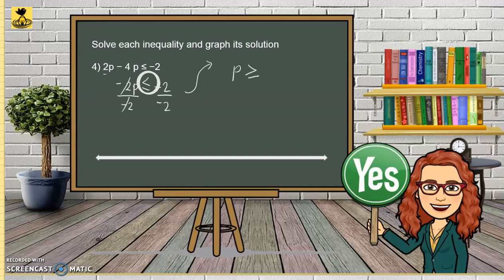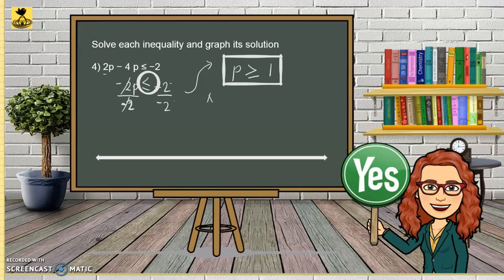So this is the rule when we divide or multiply by a negative number. If we multiply or divide by a negative number, our symbol will be reversed. So this is now p is greater than or equal to negative 2 divided by negative 2, which is just 1. So p is greater than or equal to 1. Okay, so that is the rule. So again, the symbol will be reversed if we divide or multiply by a negative number.